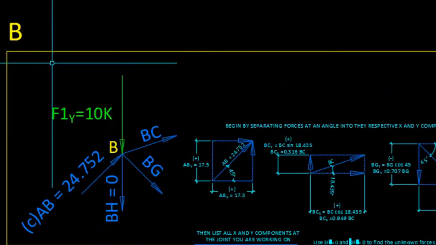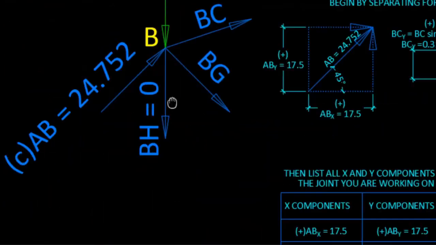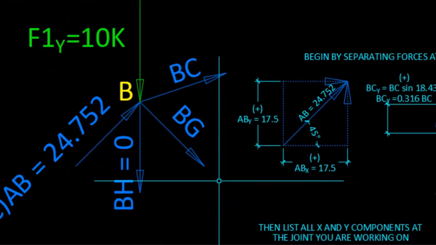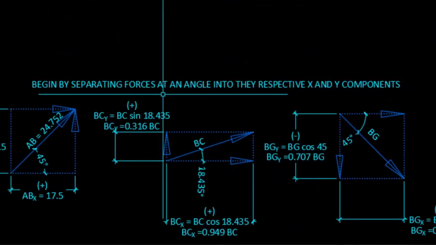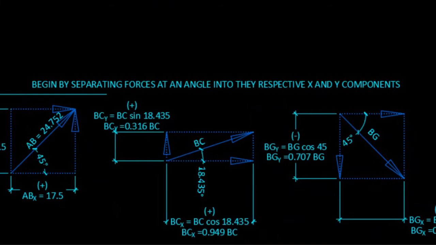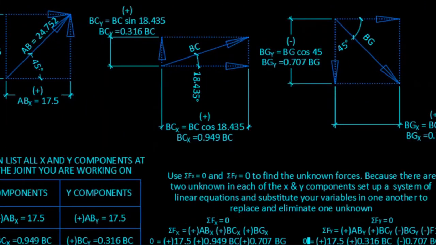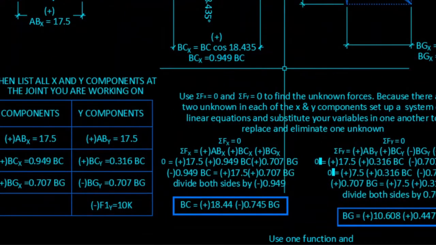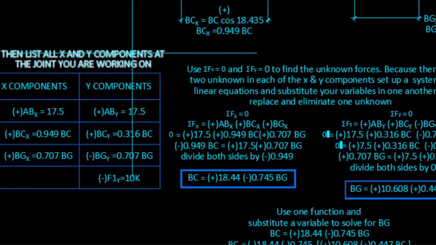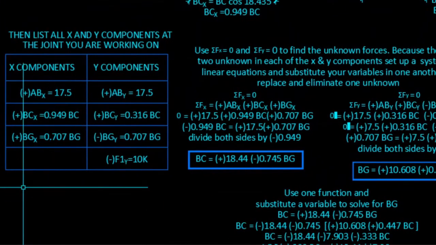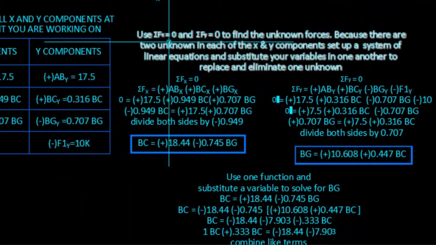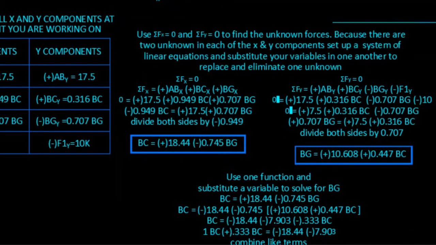Next, let's look at point B. Now that we've solved for BH equals 0, we now only have 2 unknown forces, BC and BG. So once again, we begin by separating the forces that are at an angle into their respective x and y components using the sine and cosine functions. Next, we can list all the x and y components to make it visibly easier to solve for the sum of forces in the x and sum of forces in the y.